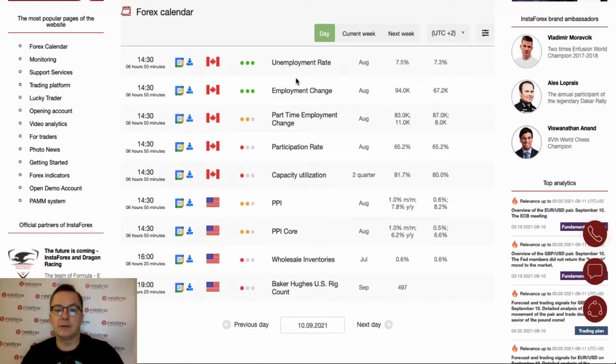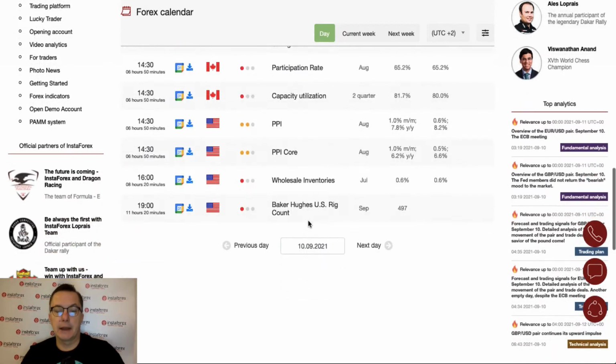During the New York session, we have data from Canada in form of an unemployment rate and employment change. Those are the most important data for today, and they are scheduled for release at 2:30. Moreover, we will be given the information about the part-time employment change, participation rate and capacity utilization.